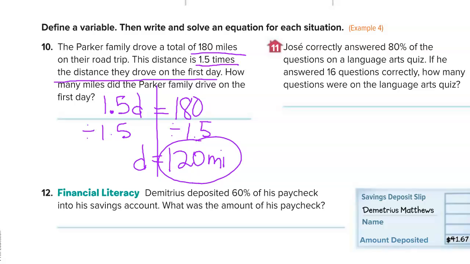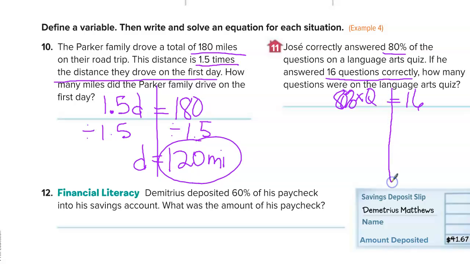Jose correctly answered 80% of the questions on a quiz. If he answered 16 correct, how many questions were on the quiz? So again, I like to start with my total. I know that he answered 16 correctly, and I know that I have 80% times something. I'm going to use Q for quiz.